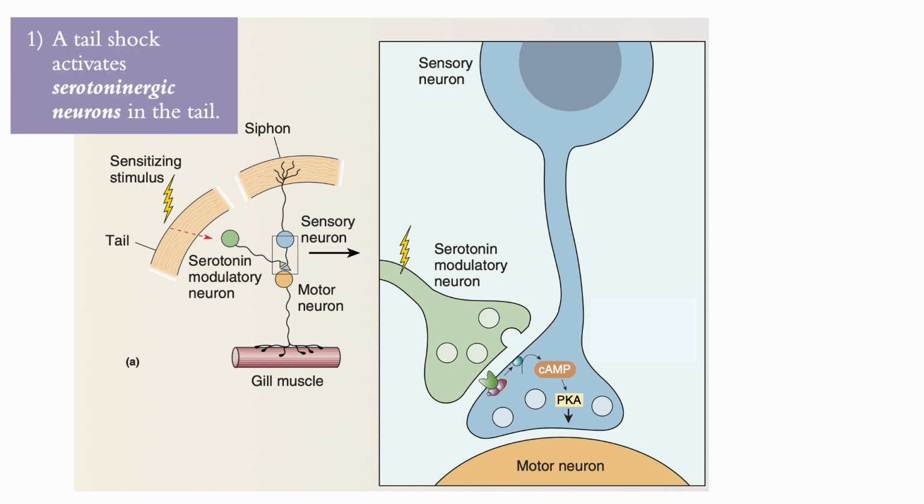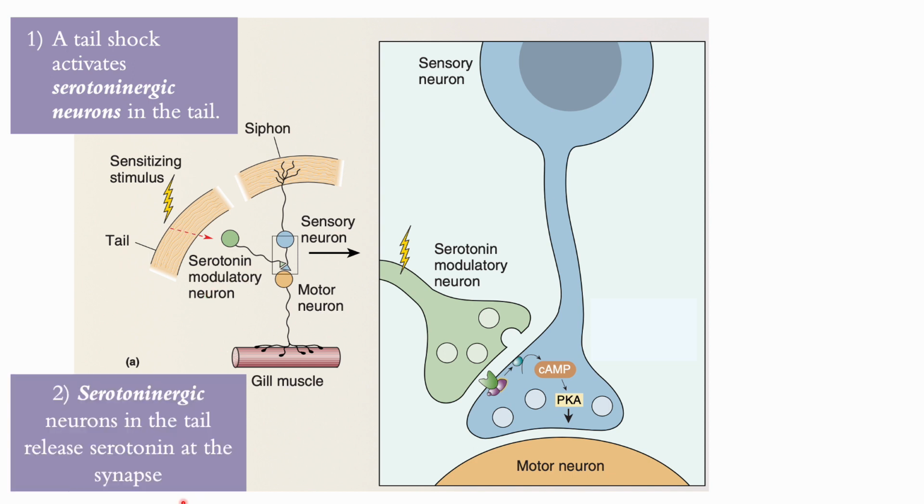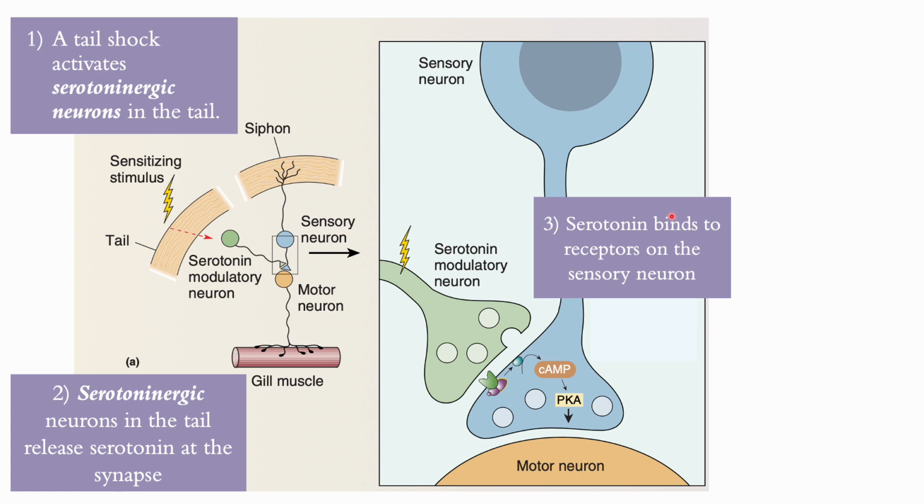First, a tail shock activates serotonergic neurons in the tail. So as you can see, this sensitizing stimulus would activate serotonin-producing neurons. Serotonergic neurons in the tail then release serotonin at the synapse. Serotonin then binds the receptors on the sensory neuron.